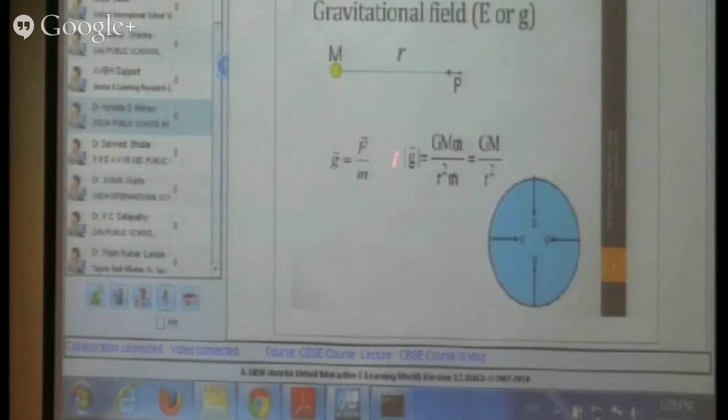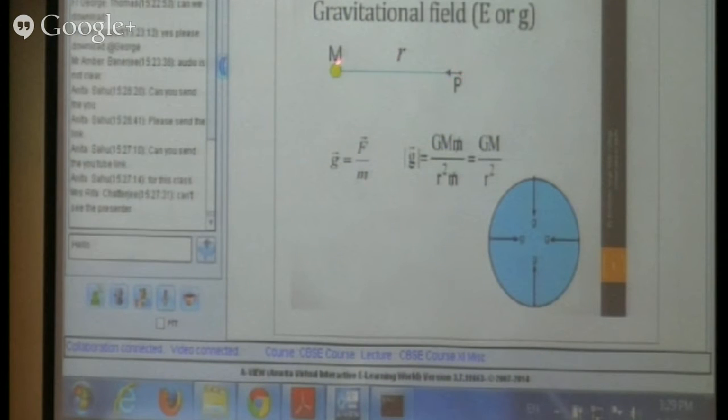I have a mass small m kept at the point P. This information I'm giving to you: between this mass m and capital M, the force is F. In the next situation, I remove the mass m from here and instead put another mass, say m dash. And you tell me how much is the force?